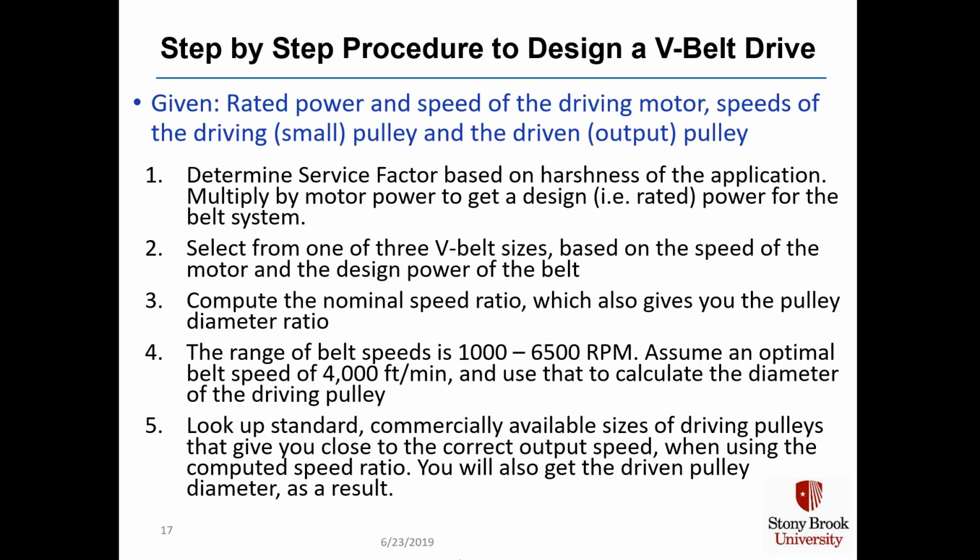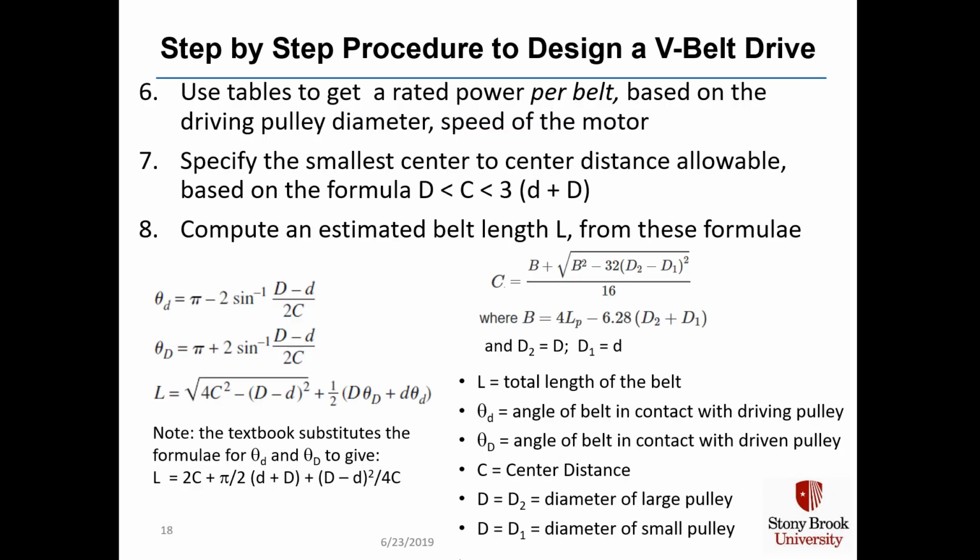Compute the nominal speed ratio and pulley diameter ratio. Pick the range of belt speeds. Assume an optimal belt speed of 4,000 feet per minute. Use that to calculate the diameter of the driving pulley. And look up standard commercially available sizes of driving pulleys that give you close to the correct output speed when using the computed speed ratio. You'll also get the driven pulley diameter as a result.